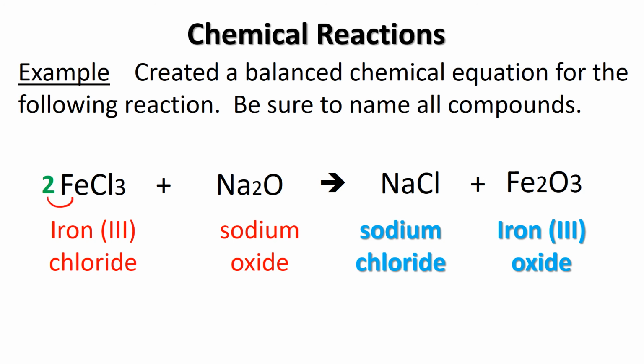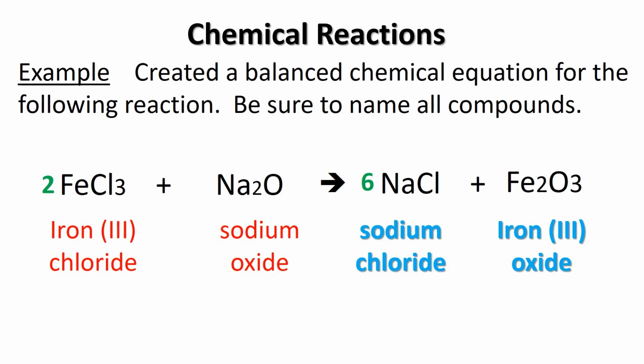So that 2, again, applies to the iron, but it also applies to these chlorines. So we had 3 chlorines to begin with, and now we're multiplying it by 2. So 2 times 3 gives us 6. So we actually have 6 chlorines right here in total. Over on this side, we only have 1. So to balance our chlorines, we need to stick a 6 in front.